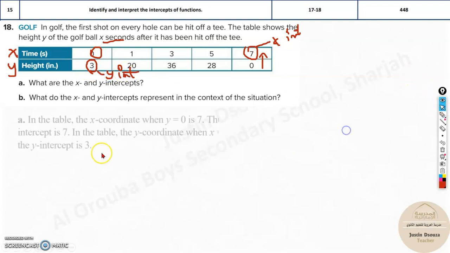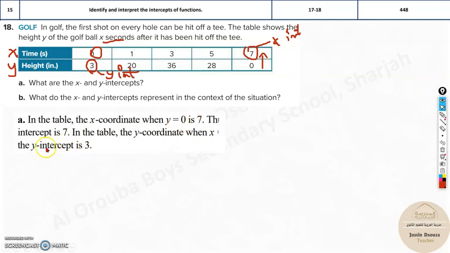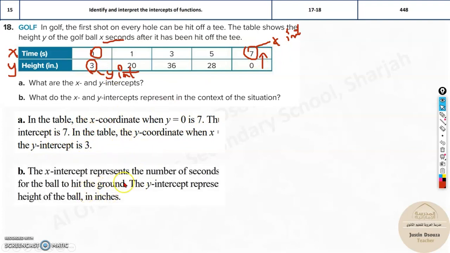So the answer will be over here. Where is the x-intercept? It is 7 and the y-intercept is 3. And it's the same thing. What is this about? It's about time and height. You can tell the x-intercept represents the number of seconds for the ball to hit the ground.